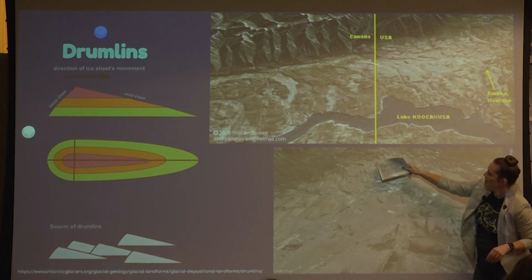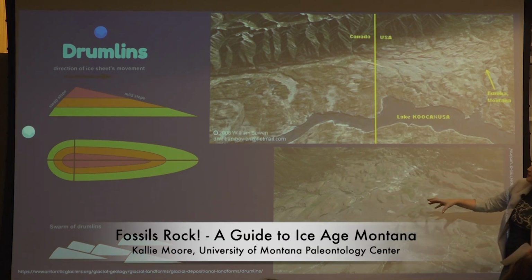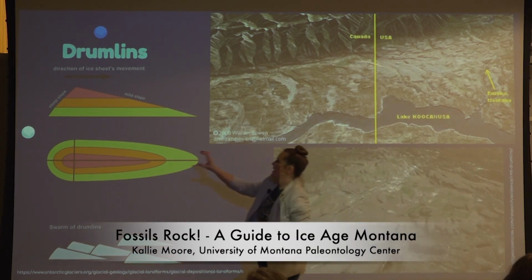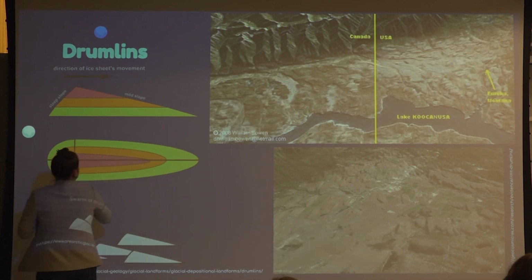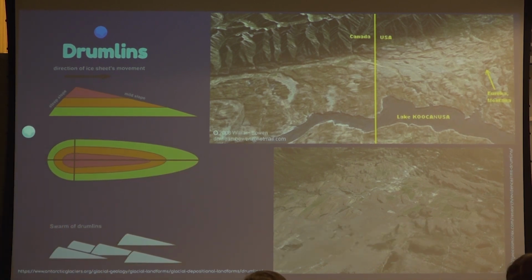You can kind of see them from the air here. But they create these swarms of these weird hill shapes. It seems like somebody just pulled the sediment out. And for a long time we thought that's how they were formed.